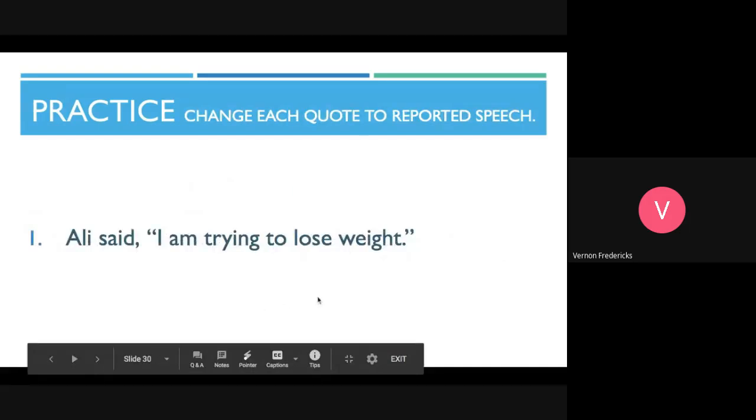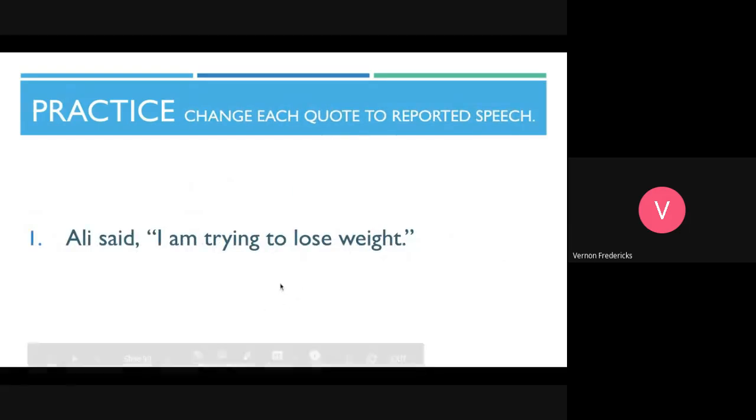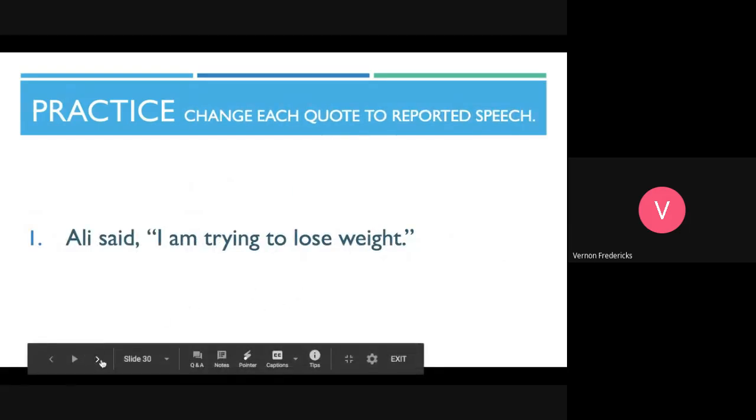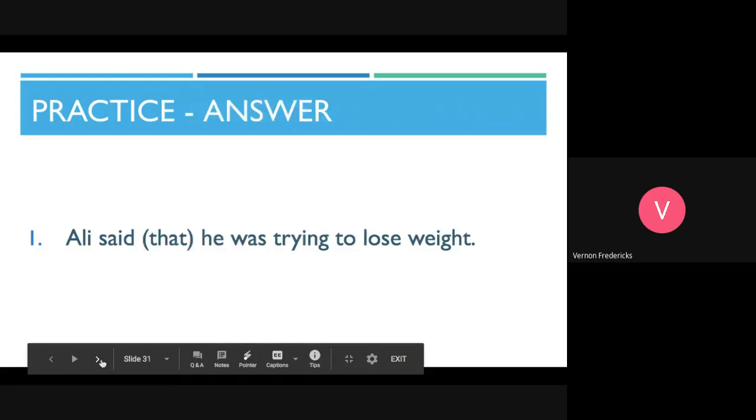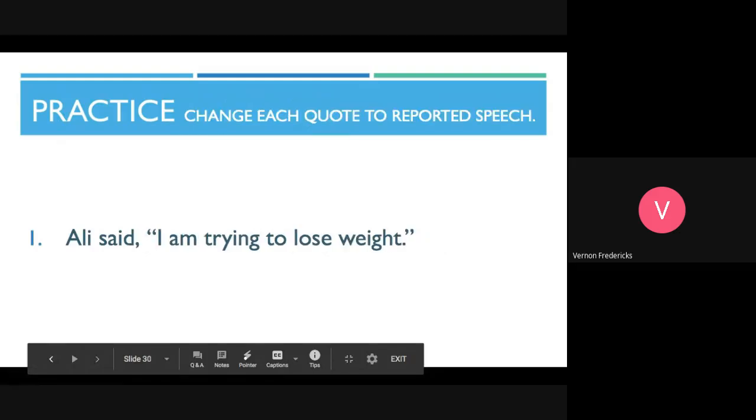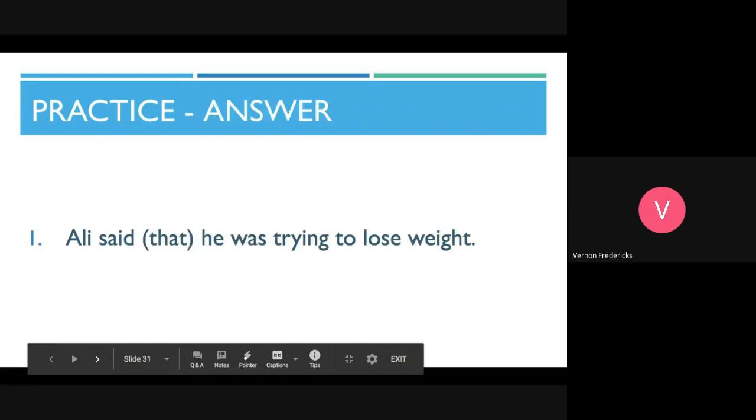Okay, Ali said, "I'm trying to lose weight." So what is the reported speech? Ali said that he was trying to lose weight. So I'm, I am, changes to was, and my pronoun I changes into he. Those are the only two changes.